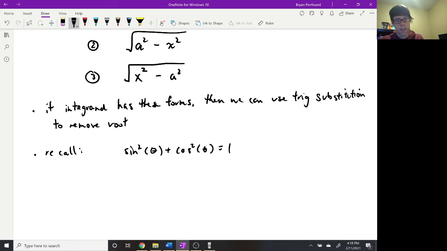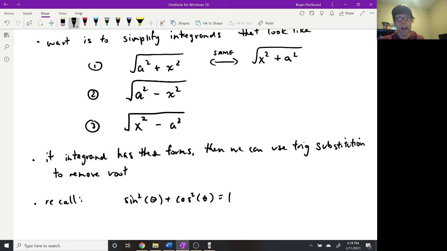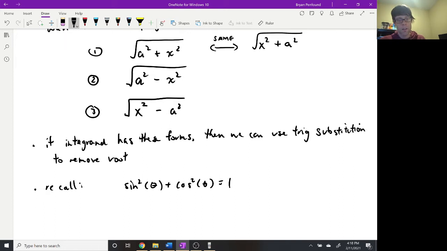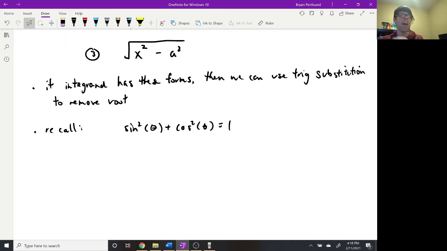Now, this essentially is like a variable squared plus a variable squared equals 1, equals our a squared. That's not really the form that we want. What we would like to have is a numerical plus a variable, or a numerical minus a variable, or a variable minus a numerical. So sine squared plus cosine squared doesn't have that until we rearrange the form a little bit.